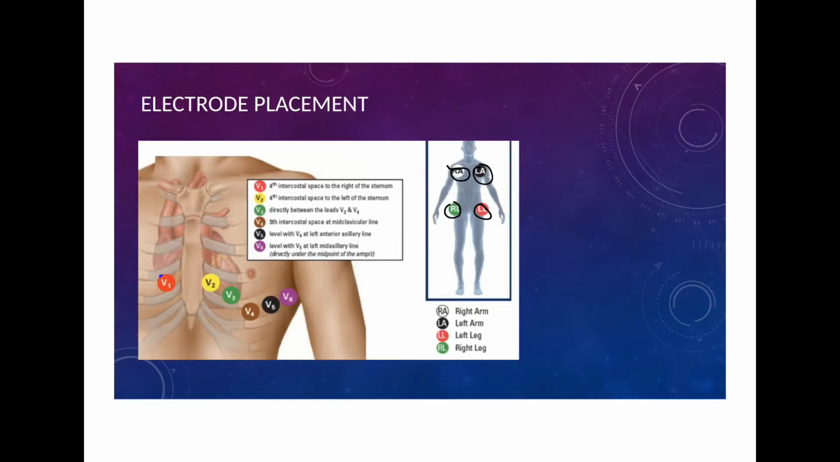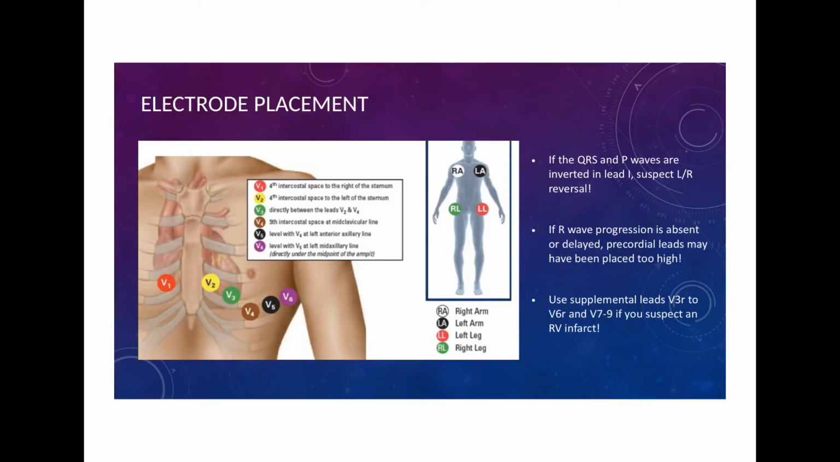You start at the 4th intercostal space, right sternal border, that's V1. Then 4th intercostal space on the left sternal border, that's V2. Then for V4, skipping over to that one, you're going to jump down to the 5th intercostal space at the mid-clavicular line. And then V3 will go between V2 and V4. V6 will go at the left anterior axillary line, at the 5th intercostal space, and V5 will go between those.